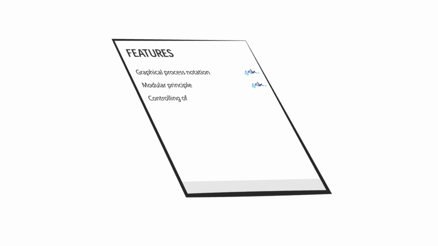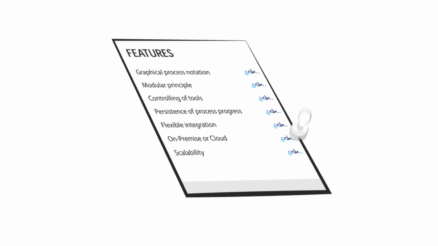Finally, an overview of PAK's features. Graphical process notation, for example in BPMN. Modular principle for fast and flexible process modeling. Controlling of tools from the development chain through their interface. Persistence of process progress in a database. Flexible integration into new or existing applications. Operation on-premise or cloud. Scalability of automation. Technological independence of programming languages, databases, and modeling formats.